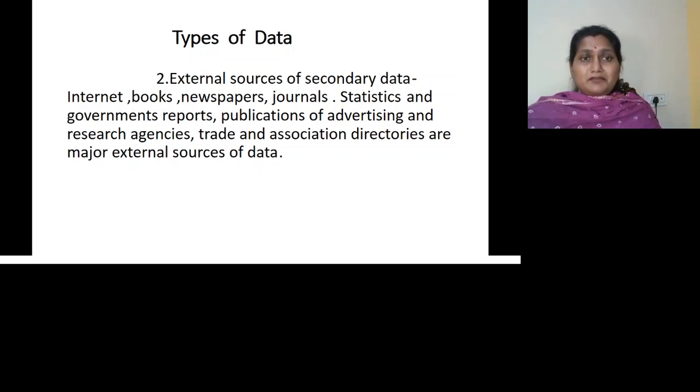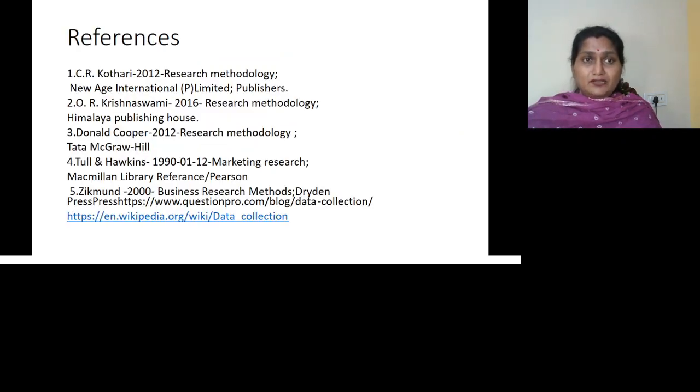Next, what are the external sources of secondary data? You have primarily the internet, books, journals, newspapers, statistical and government reports, publications of advertisements, trade and association directories. These are all major sources of secondary data.